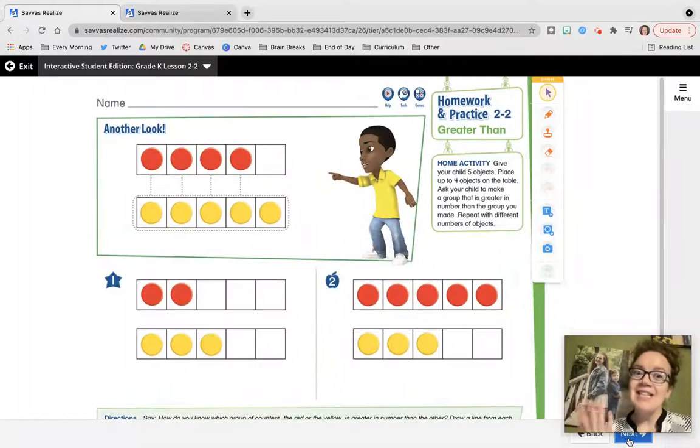All right, just like every day, this is the homework page. Now, guest teacher, if you have some additional time, you can continue to work on these pages with the students. If you do not have extra time, remember, students, this is just something you can take home and show your families that you learned today as great mathematicians the term greater than. And that means when there's more of one thing than another, then it's greater than.